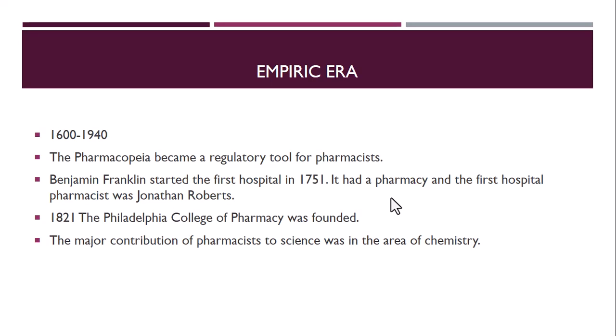So in the Pimeric era, we have 16,000 to 1940, where the pharmacopoeia became a regular tool for pharmacists. This is when the pharmacopoeia was documented. A pharmacopoeia is a reference material for pharmacy personnel who are going to manufacture medications.